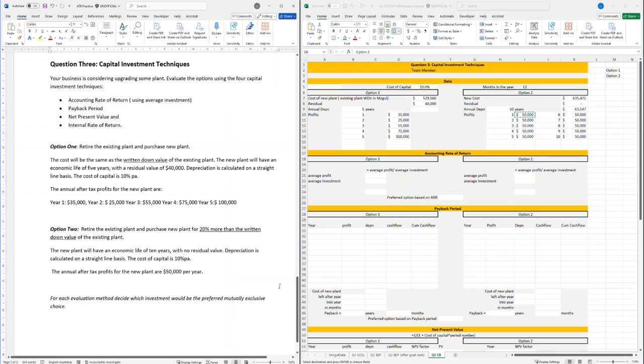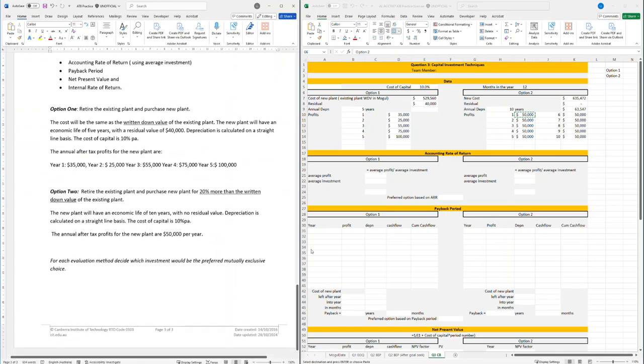These are mutually exclusive choices, so either choose 1 or 2. You can't have 1 and 2. So these are all the information provided in the question. The next thing is we will use this template to calculate all the necessary rates of return.